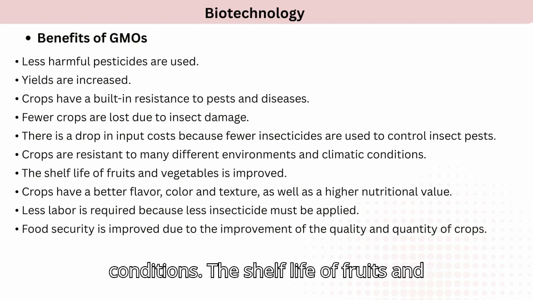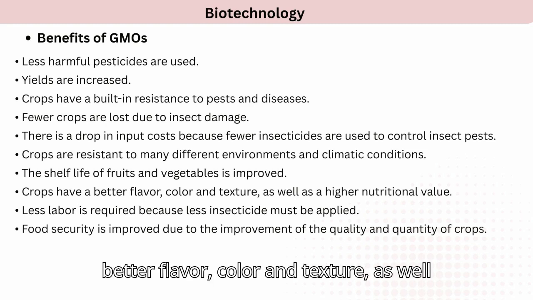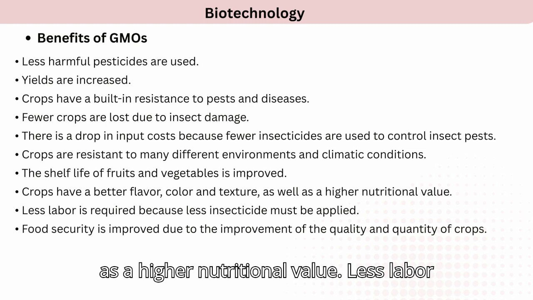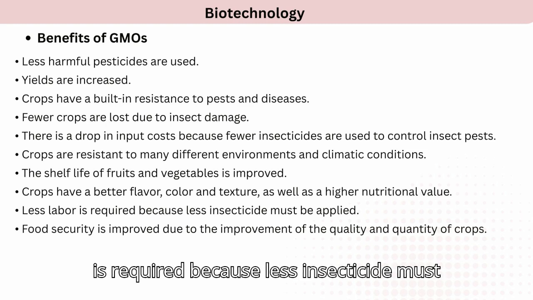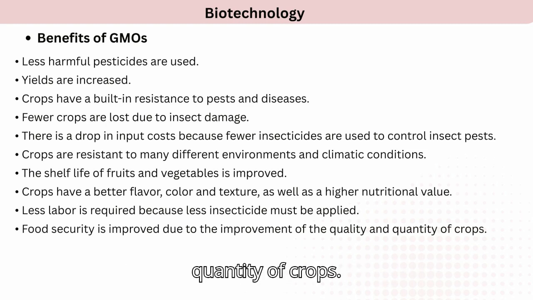The shelf life of fruits and vegetables is improved. Crops have a better flavor, color and texture, as well as a higher nutritional value. Less labor is required because less insecticide must be applied. Food security is improved due to the improvement of the quality and quantity of crops.